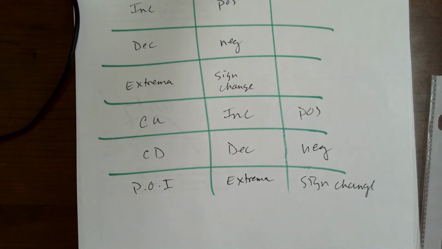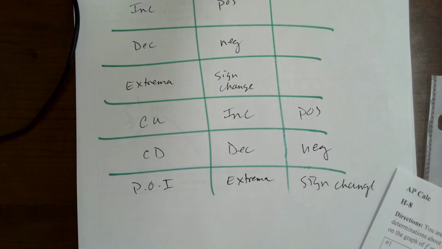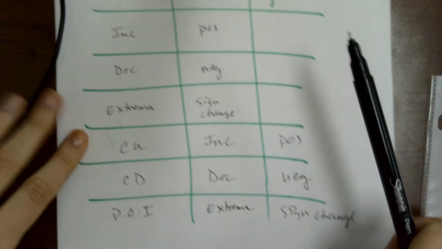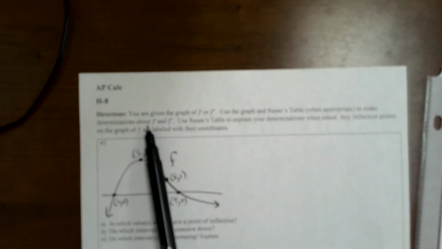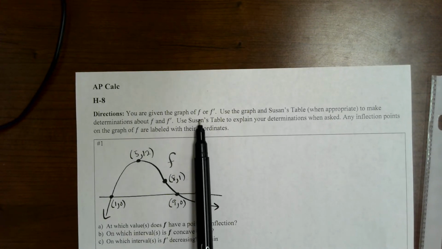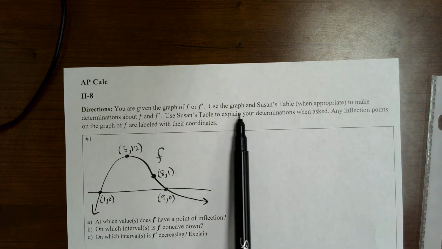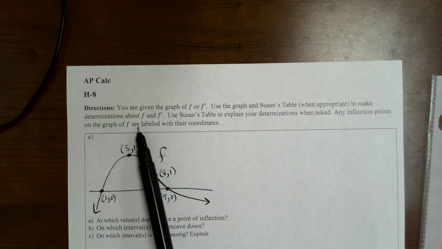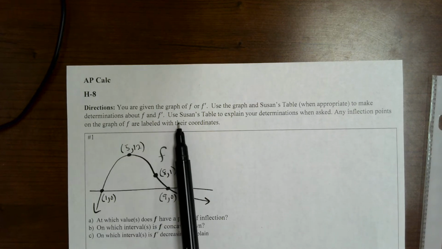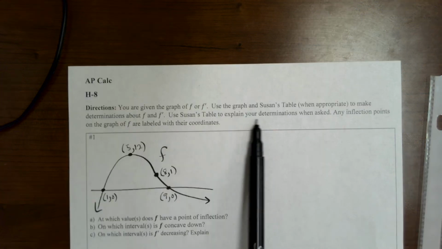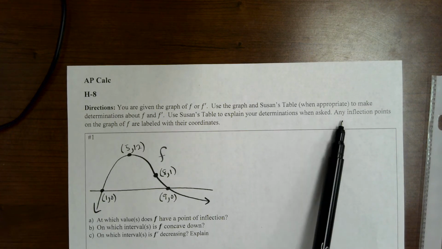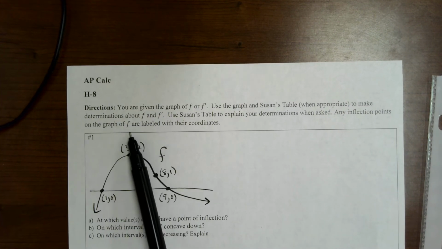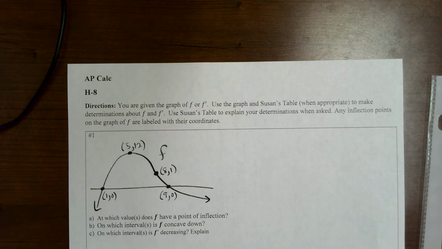Okay, so I know that was a lot of explanation, guys, but it's just necessary. Okay, so we're going to use this in a moment to do these problems. So you are given the graph of F or F prime. Use the graph and Susan's table, when appropriate, to make determinations about F and F prime. Use Susan's table to explain your determinations when asked. Any inflection points on the graph of F are labeled with their coordinates.